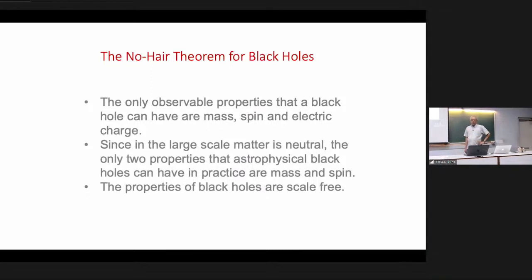Now, even though this is theoretically possible, in practice, you know that matter in the universe is neutral. And on the small scale, you can separate out protons and electrons. You can have a plasma, charged plasma. But then, on the large scale, it's electrically neutral. So therefore, it would be difficult to actually form a black hole with a positive or a negative charge. And so that's a well-studied theoretical concept, but again, we are very unlikely to come across charged black holes. So therefore, we are left with only two properties, mass and spin.